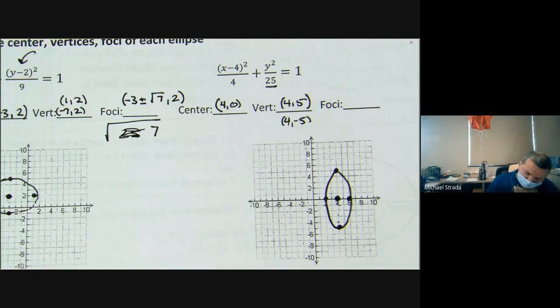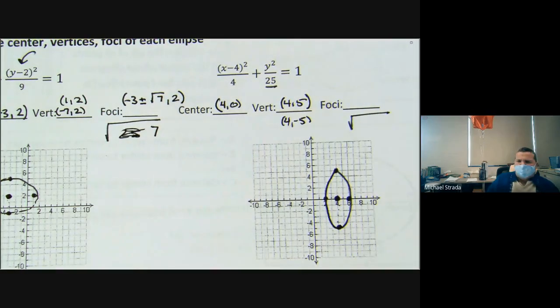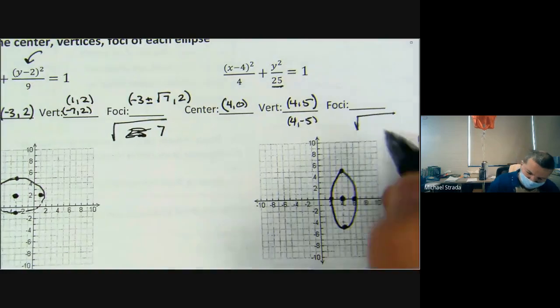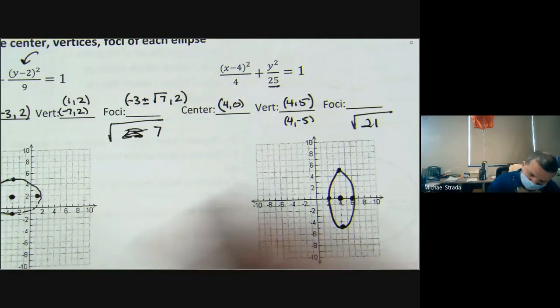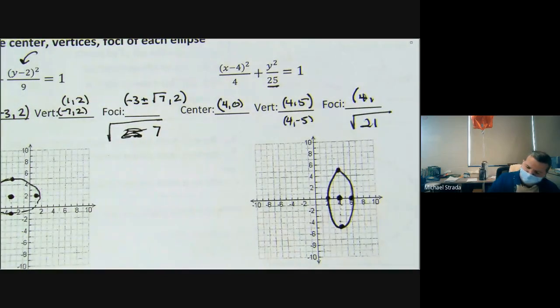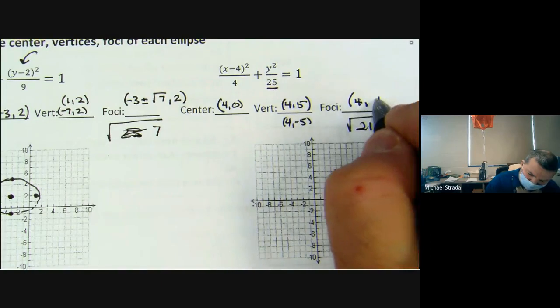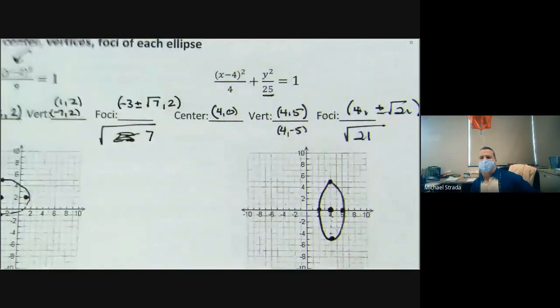All right, then to get our foci, I put my square root symbol, and I subtract. What's 25 minus 4? 21. The x-coordinate now stays the same, so that's 4. And then you can write plus minus square root of 21. If you want to write the 0, feel free.